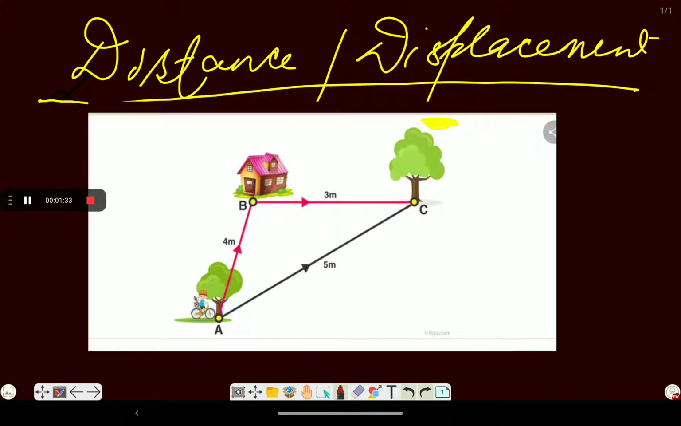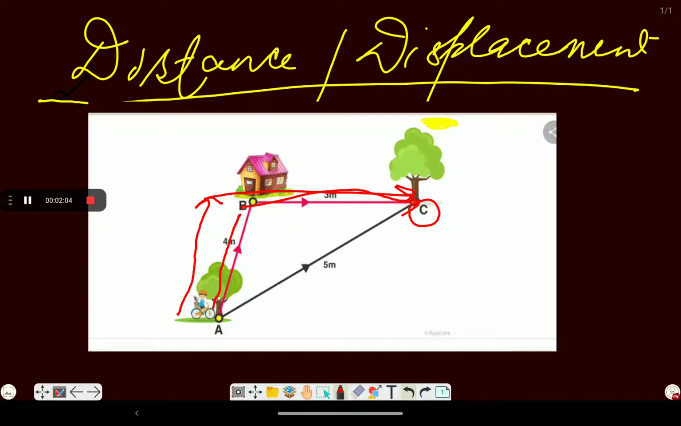If you want to reach C, what choices do you have? You have two choices. One is you can go A, B. The first choice where you will take the actual path, you will go from A to B and then B to C. This is called distance. Distance is the actual path traversed by the object between two points.